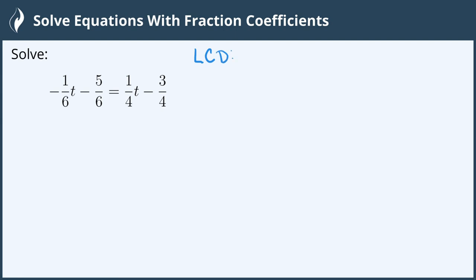The lowest common denominator between 6 and 4 is 12. We take this lowest common denominator and multiply it to both sides. In doing so, we get rid of all the fractions. And in multiplying it to both sides, it keeps the equal sign balanced, so it is a valid operation.